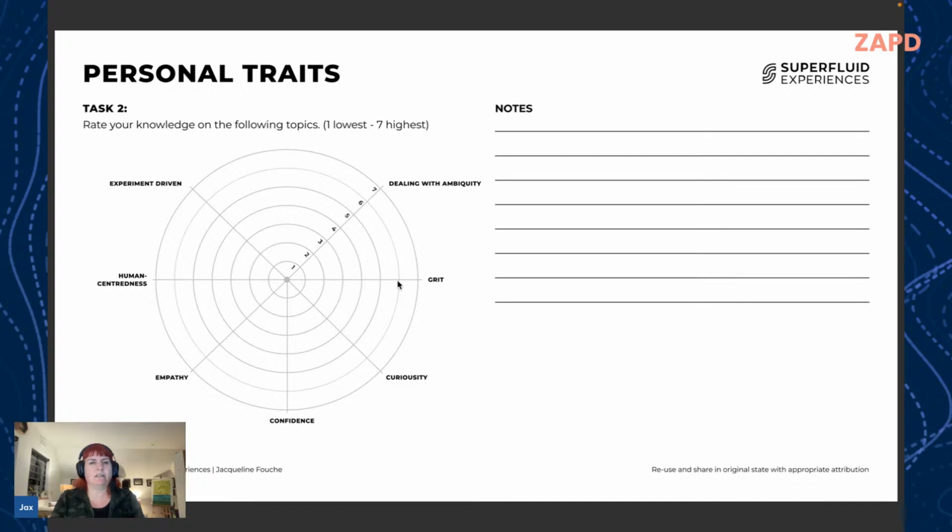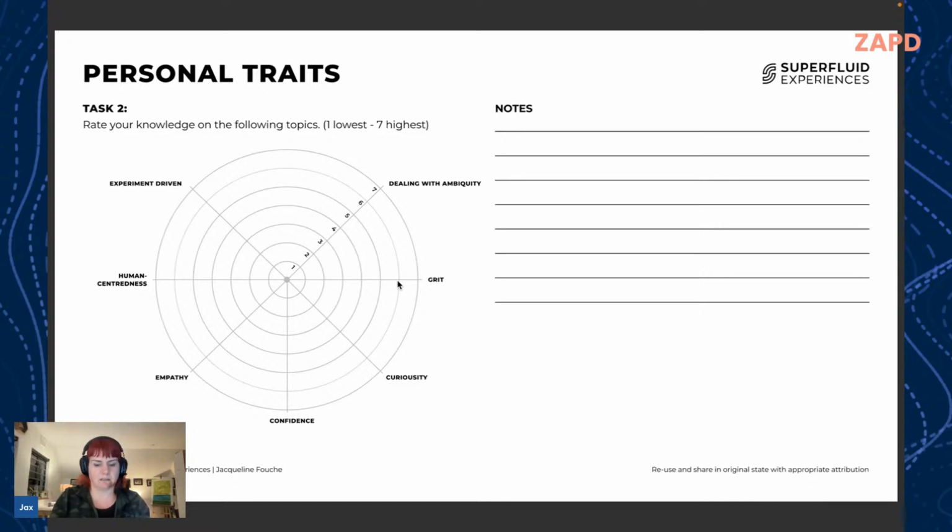Here, it's not really how good you are at it, it's how comfortable you are with this trait, or how much you think like this. How easy is it for you to deal with ambiguity? Do you hate ambiguity, or are you like, woohoo, I'm going to do discovery all night long?